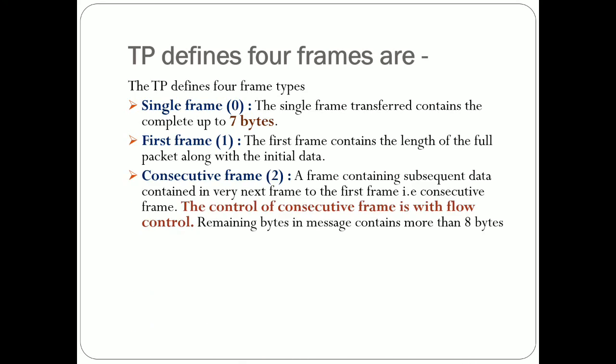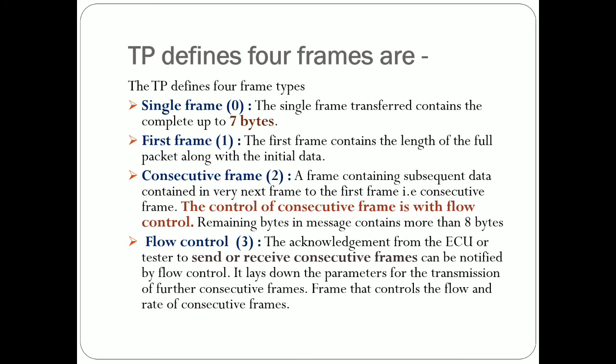Then consecutive frame, a frame containing subsequent data. That is, if you have one frame and the frame has been filled up, then the next frame is called a subsequent frame. That is also called a consecutive frame, the very next frame to the first frame. The control of this consecutive frame is with flow control. So how can the consecutive frame be controlled? By using the term called flow control, that is, when the remaining bytes in the message contain more than 8 bytes. That is what flow control is.